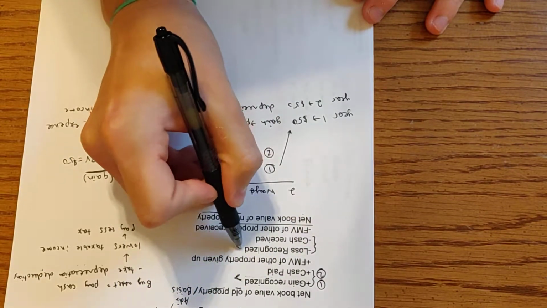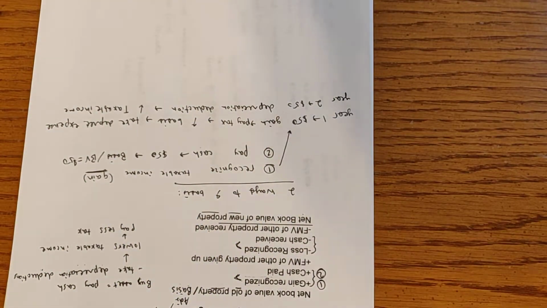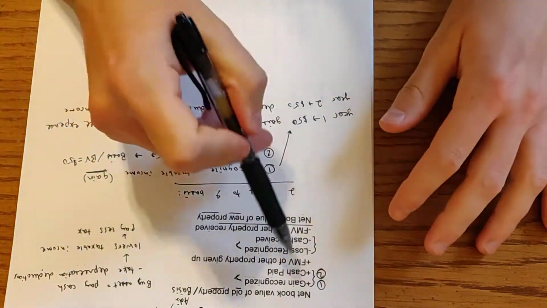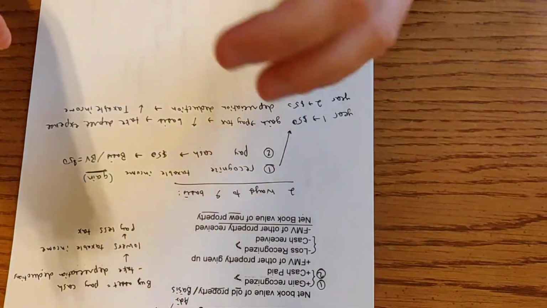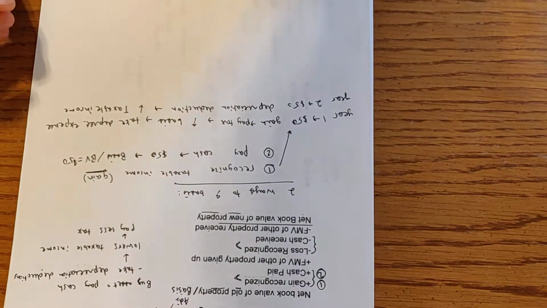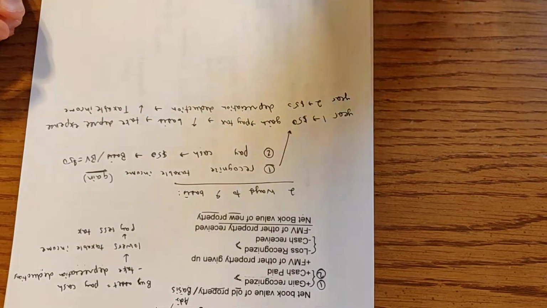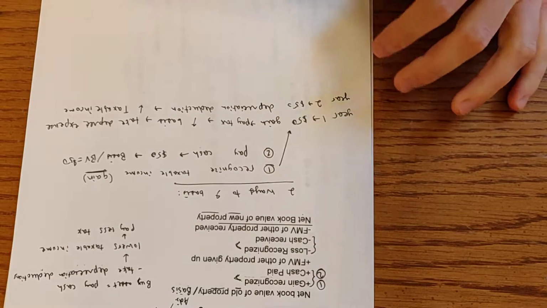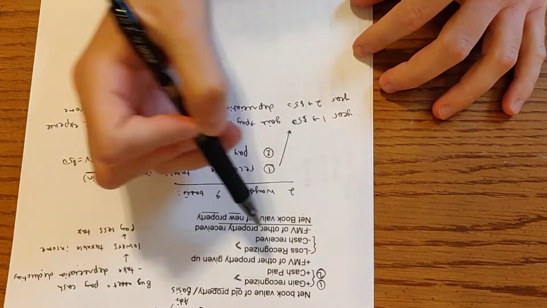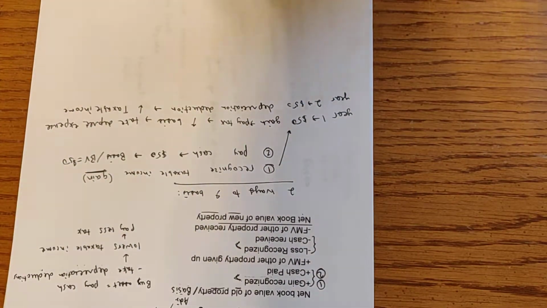Then we just have these last two to go over, and then basically we'll have gone through this topic. Once we've developed this formula completely, in other videos we're going to use it to solve problems, so that way you have an extra way of checking your work. All right, so finally we have loss recognized and then cash received.